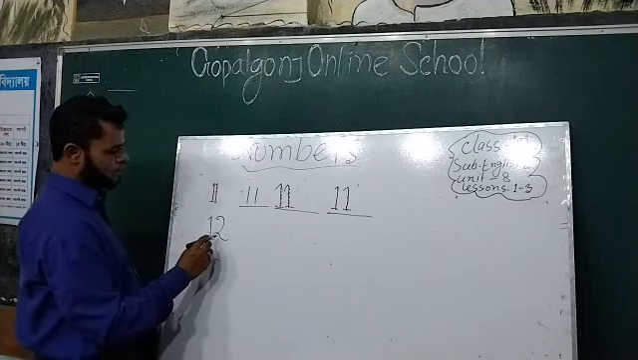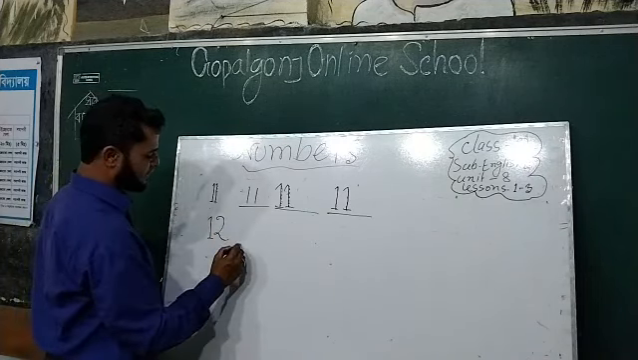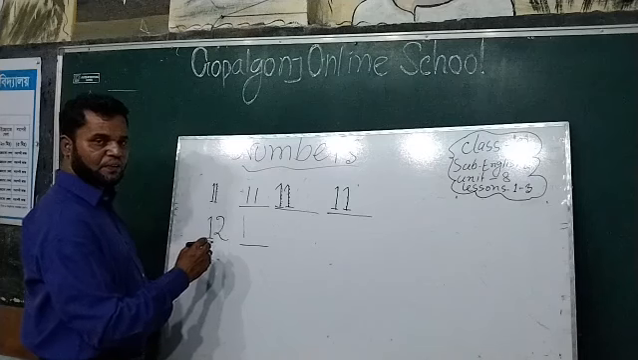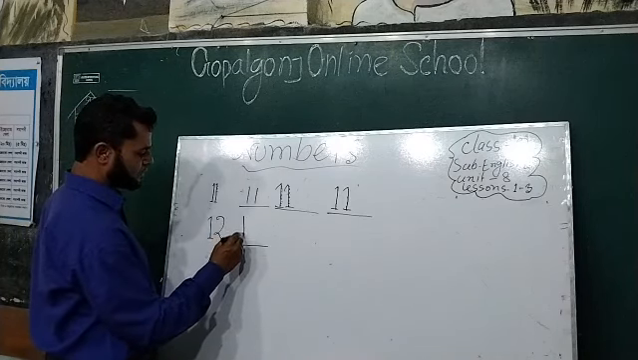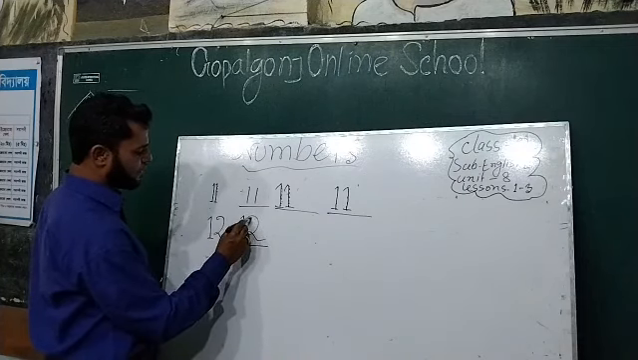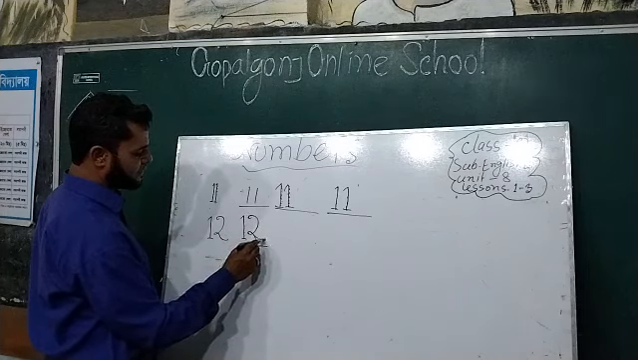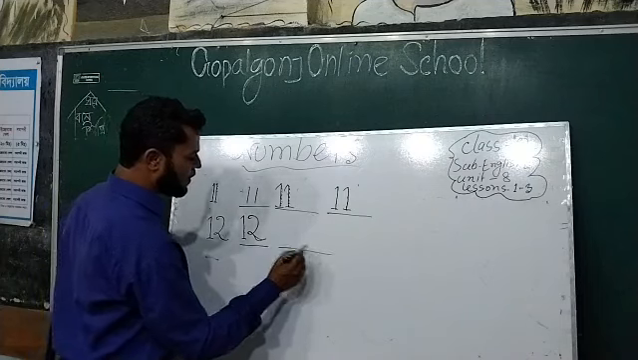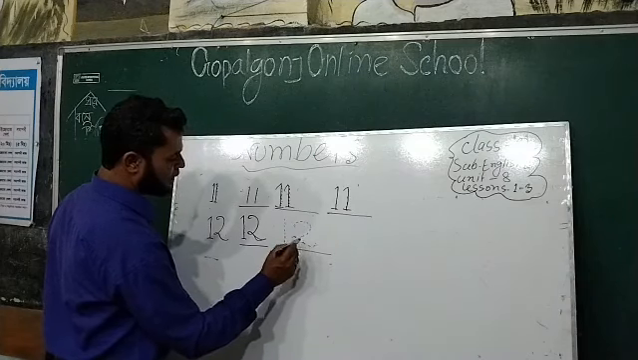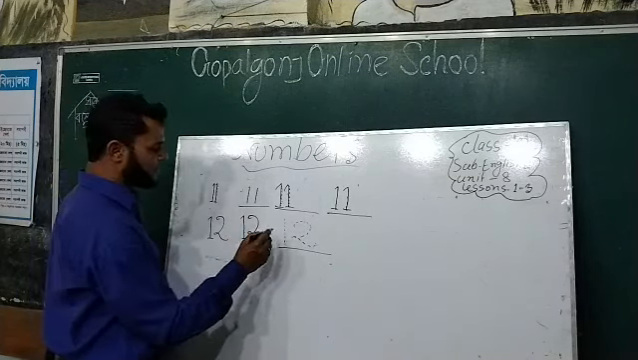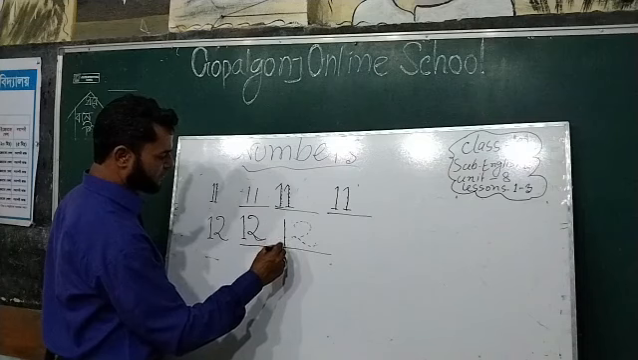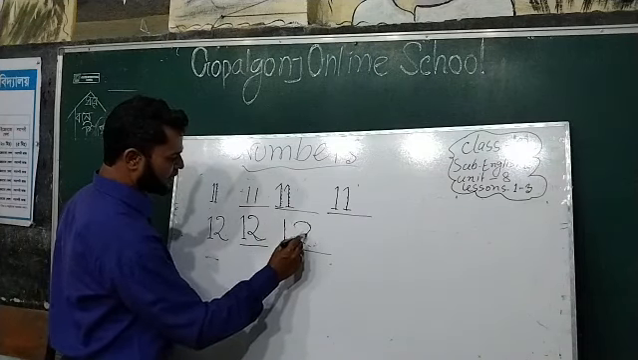1, 2, 12. Dear students, let's join the dots. Let's write the dot 1 and let's join the dots. Then 2, like this. Look at the board. Let's join the dots and write 12. Start from here, down, join the dots.